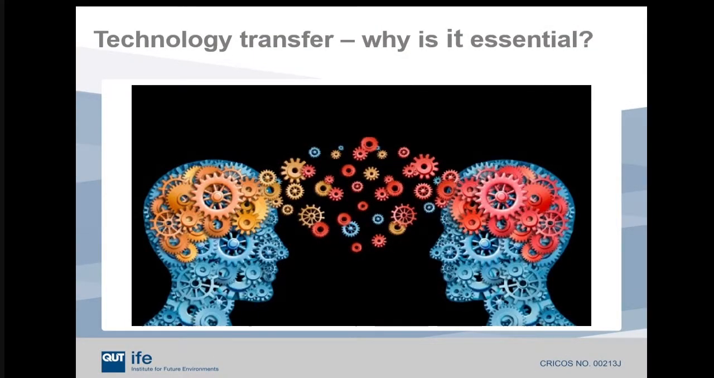So that's sort of the segue into thinking about this context. Technology transfer, why is it essential? It's the process of bringing skills, knowledge and technologies to users so they can develop new technologies, new companies, new industries and new jobs. And it's to benefit people, society and the economy.